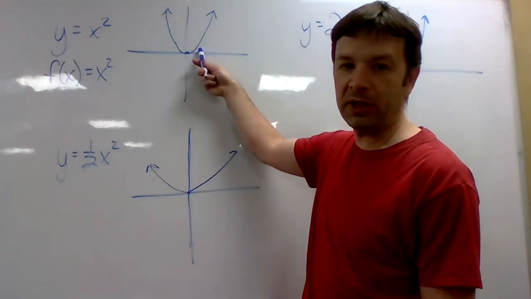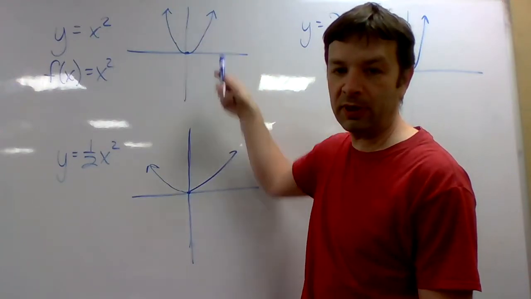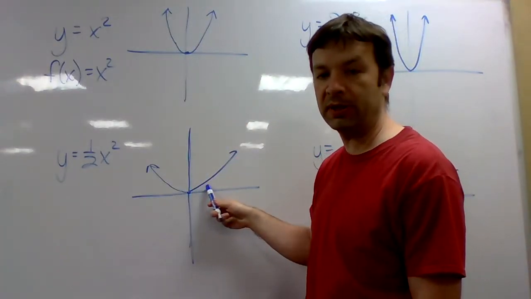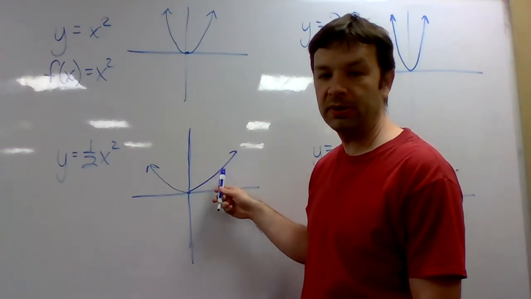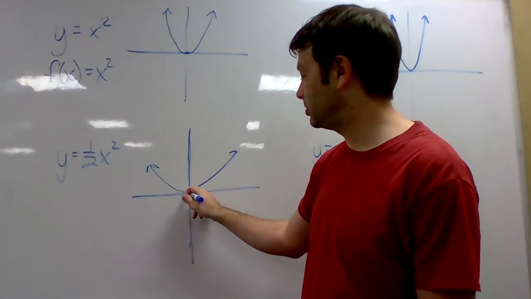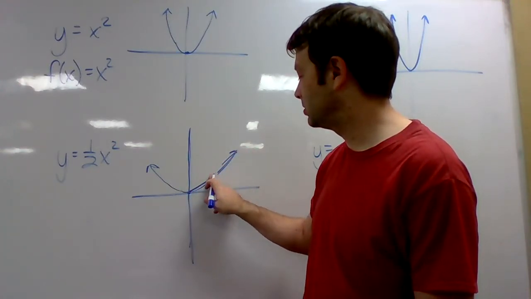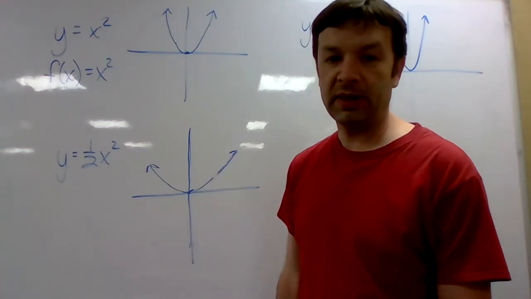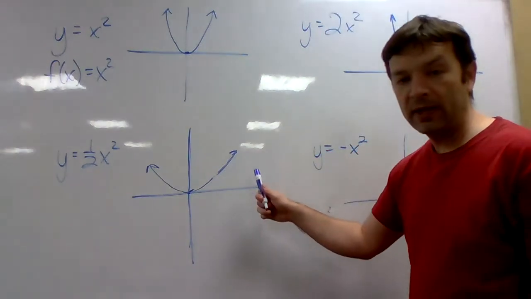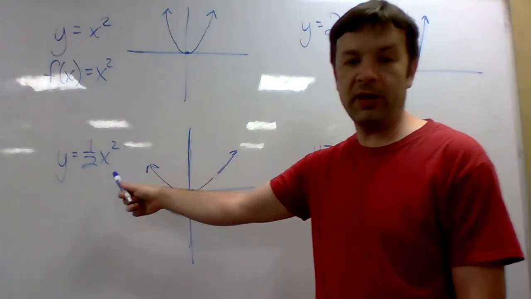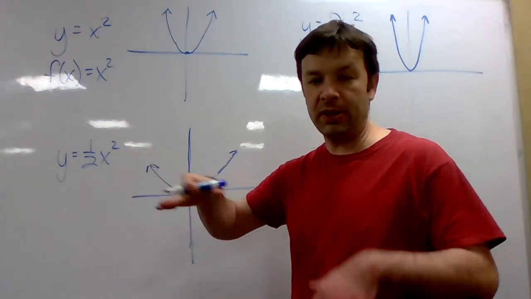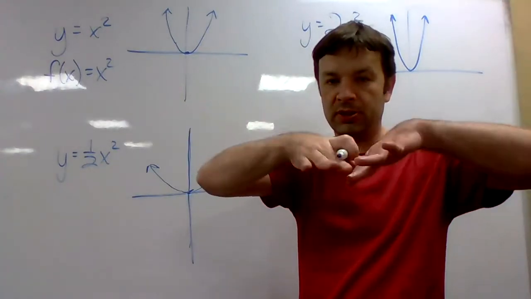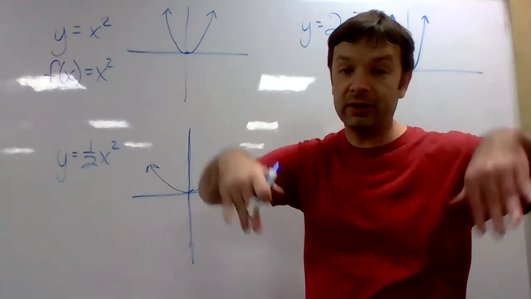So up here, when you plug in x is 2, you'll get y is 4. Down here, when you plug in x is 2, you'll get y is 2. That's not a very pretty picture, but anyway, it doesn't have to be pretty. All right. So when you multiply by a number that's less than 1, it goes slower, so it's going to be flatter, is what we're going to call it.